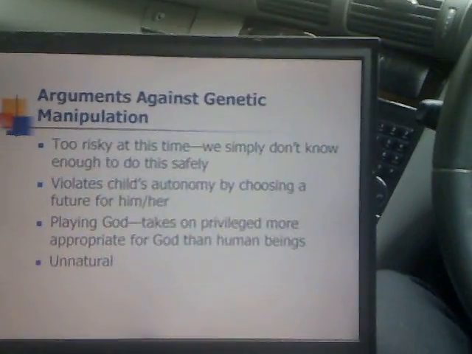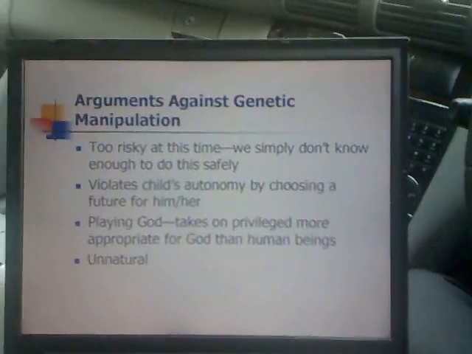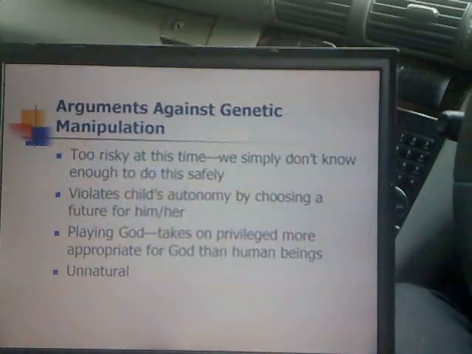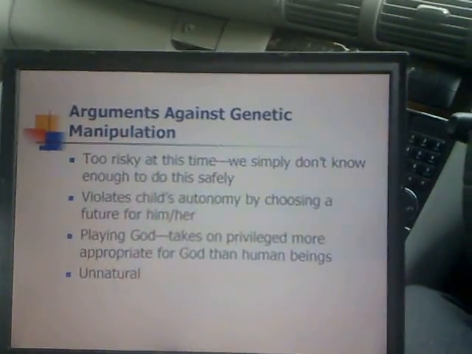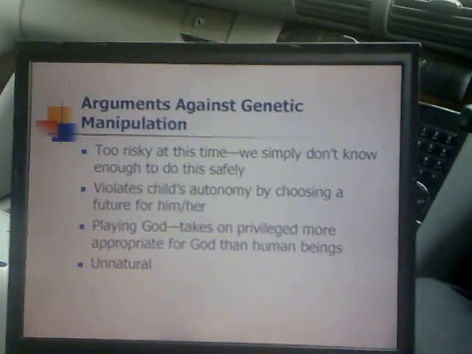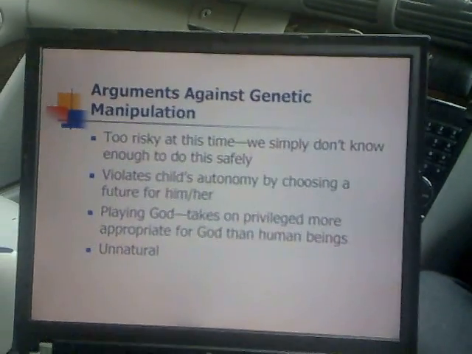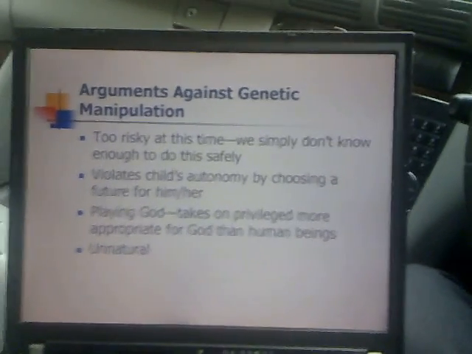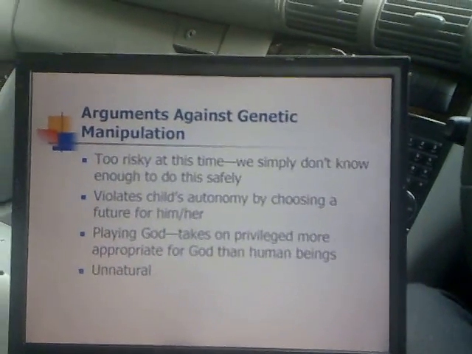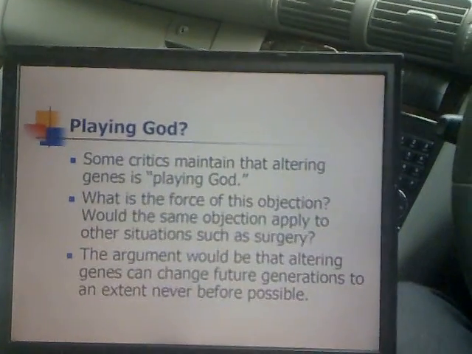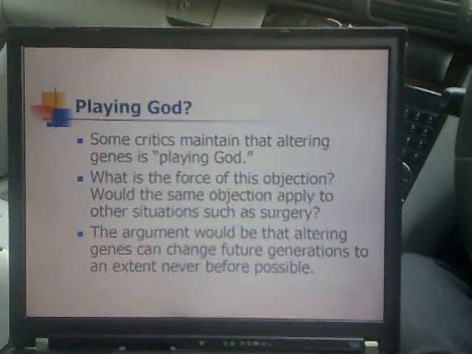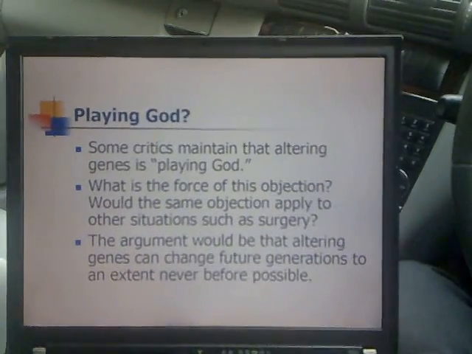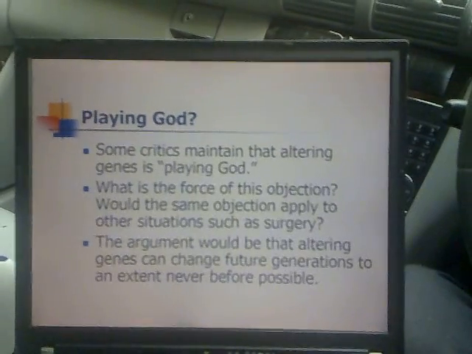There are also arguments against genetic manipulation. One of them is, of course, that it is still very risky. Nobody knows what the long-term side effects are. And other issues are like, are we violating the autonomy of the child? You know, you created a child that's going to grow up to be a giant, but is it fair to the child? He didn't get to choose it, you know. And are we playing God in the way that we are manipulating something that is not natural? So that's the issue about playing God, because things like this are not natural. So do we have the right to alter nature?